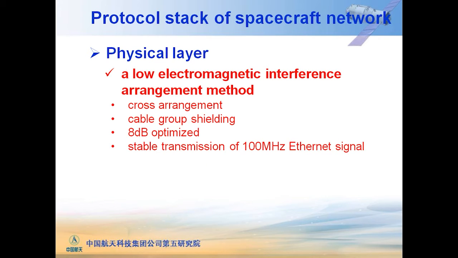Physical layer. There is a signal crosstalk problem in the transmission of Ethernet signals through the cabin connector. In order to solve this problem, a low electromagnetic interference arrangement method of cross arrangement and cable group shielding is proposed. The crosstalk is optimized by 8 dB, and it can realize stable transmission of Ethernet signals.